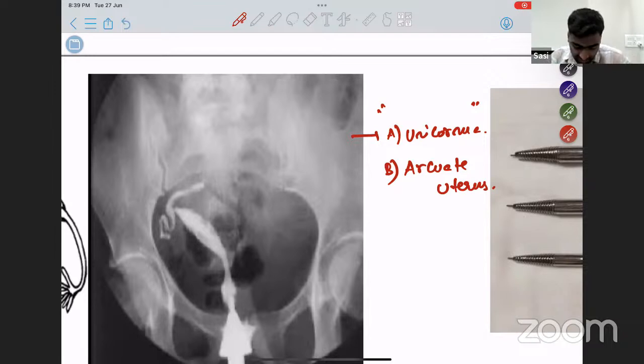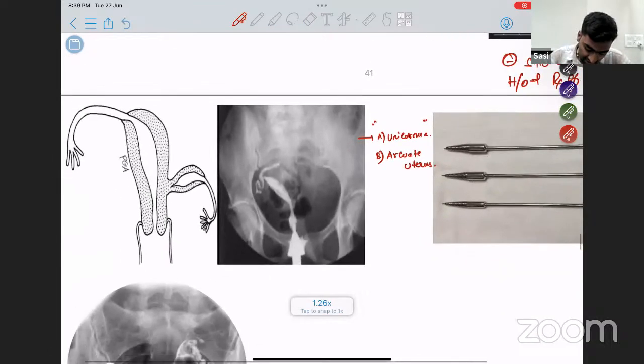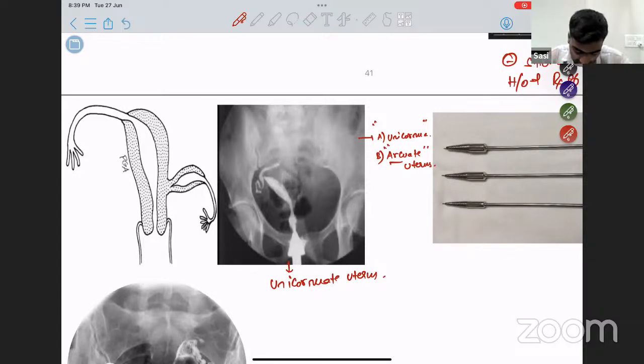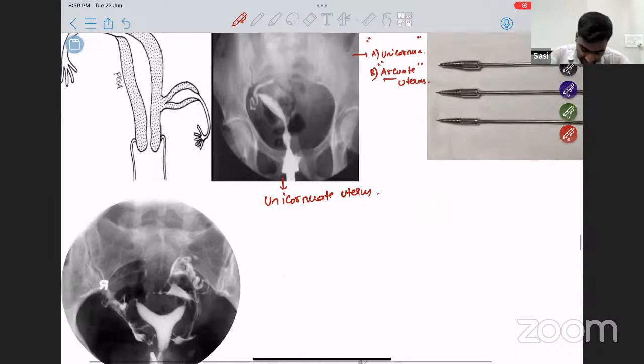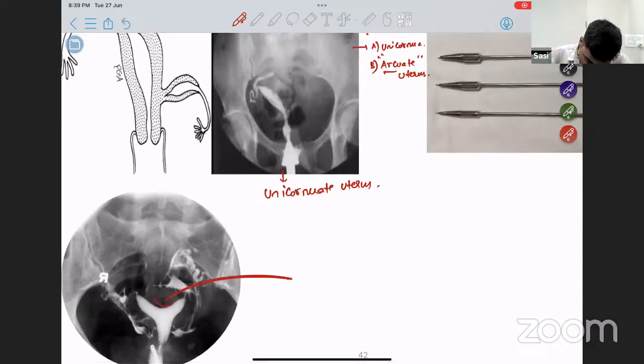Fine. Most of you are getting it correct. This one is actually the unicornate uterus. Remember, don't think that arcuate uterus will be arc shaped. No, it is a unicornate uterus. Whereas this one, this is how the arc shaped one looks like. This is the arcuate uterus.